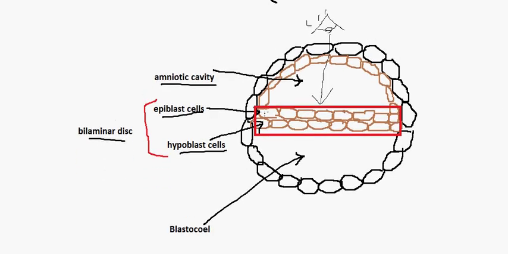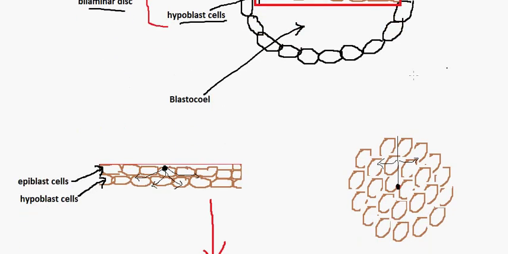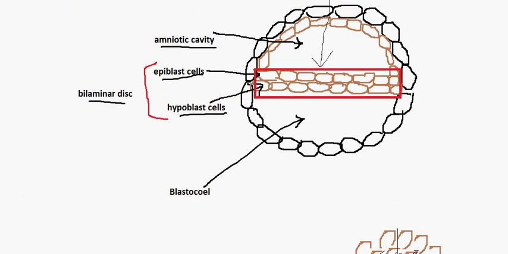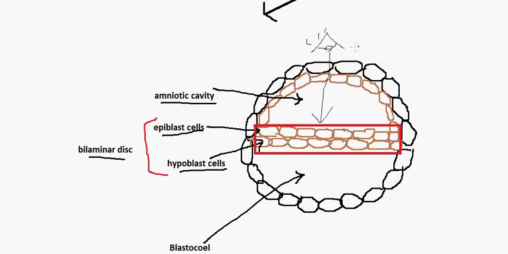We can have two views of the bilaminar disc. One is from this side, as you are seeing, so I have put this view here. Another view is if we see it from the top side. As we know, this is a cross section of a sphere, so if we cut a sphere in any plane, we will get a circular cross section. So this we have cut laterally.